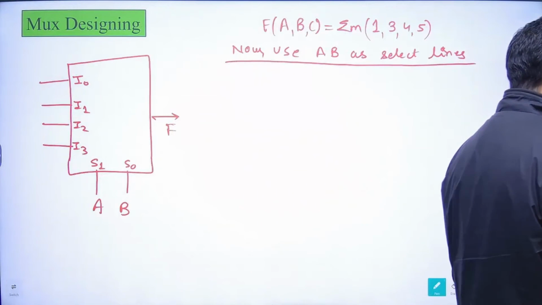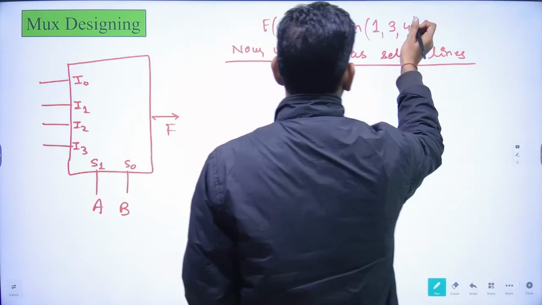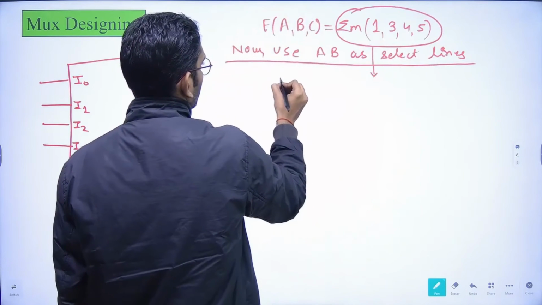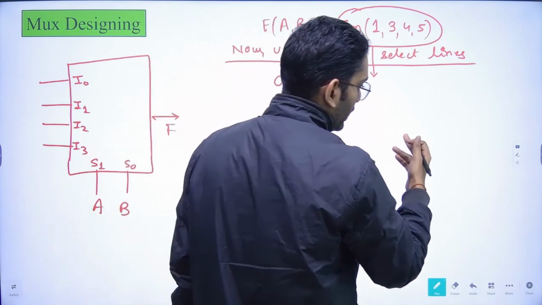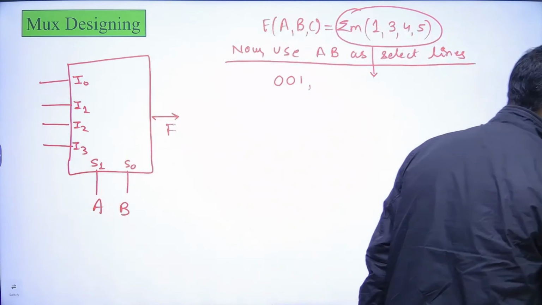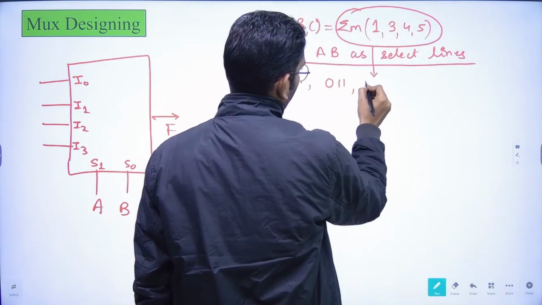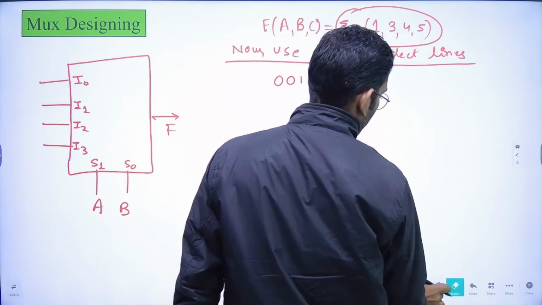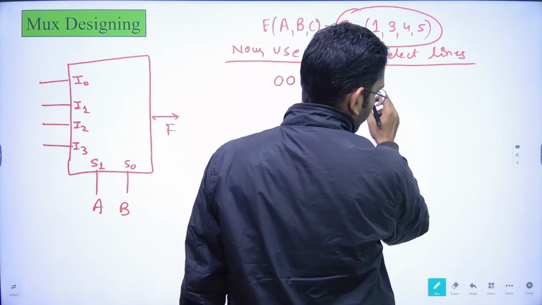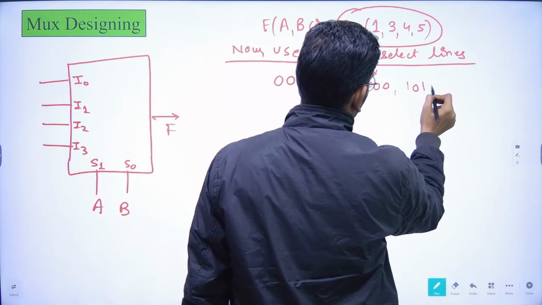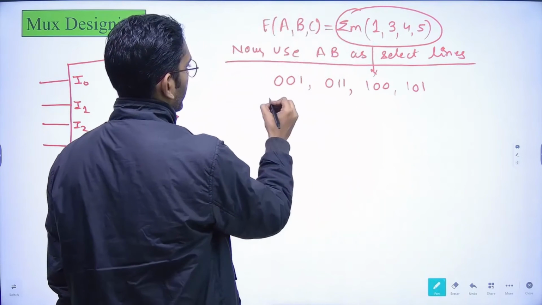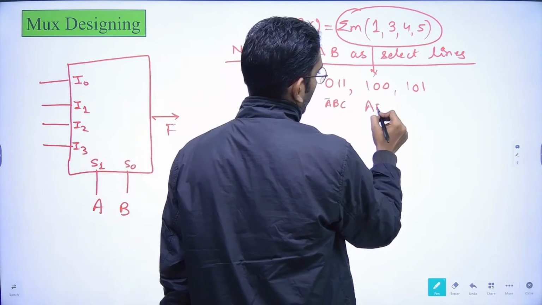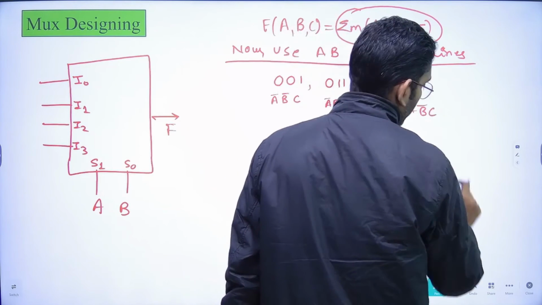Now, in this case also, we can write down these values. We can write down 0, 0, 1, then the next would be 0, 1, 1, 1, 0, 1, and 0, 1, 1, then 1, 0, 0, and 1, 0, 1. Based on this, we can write A bar, B bar, C, A bar, B, C, A, B bar, C bar, A, B bar, C. So these are the values that we are getting.